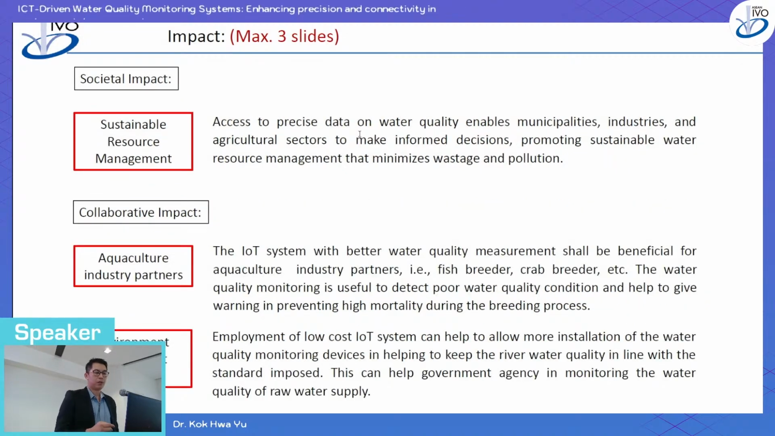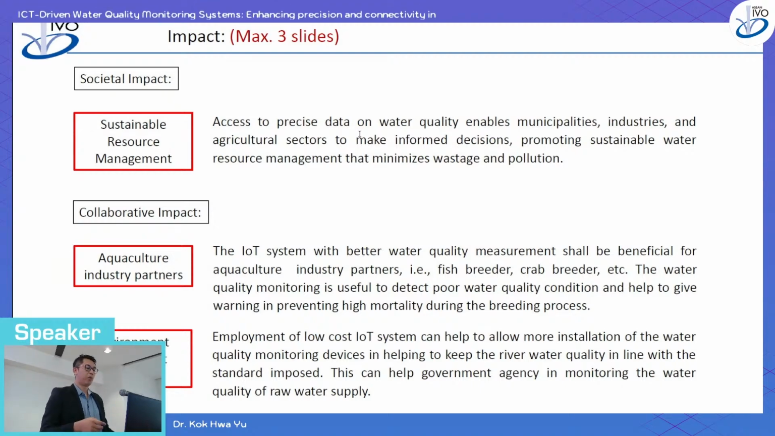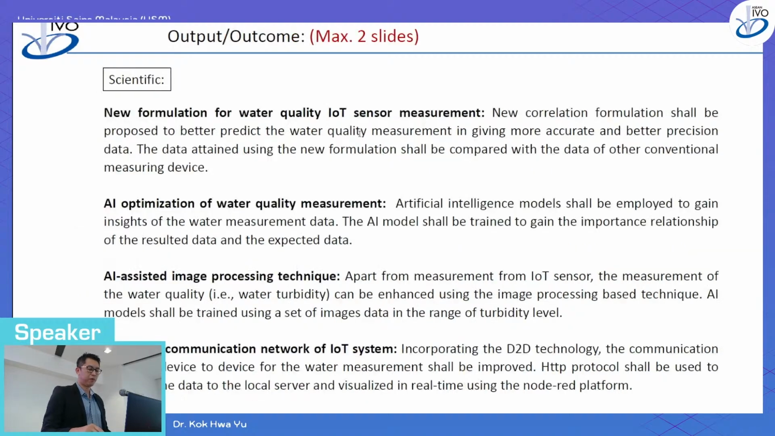So this one is in terms of the societal impact and also collaborative impact. In terms of collaborative impact, we are looking into aquaculture partners. We have aquaculture partners that have fish breeders, also crab breeders, and in terms of environmental agencies, we can also try to engage the fishery department. So that can be helpful for them.